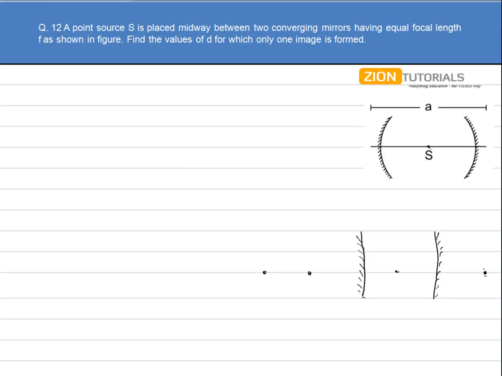Let's say I place an object somewhere at any point. This is one concave mirror. This is another concave mirror. This is the principal axis. I place an object somewhere like here. This is the radius of curvature of, let's say, the first concave mirror. This is the radius of curvature for the second concave mirror.